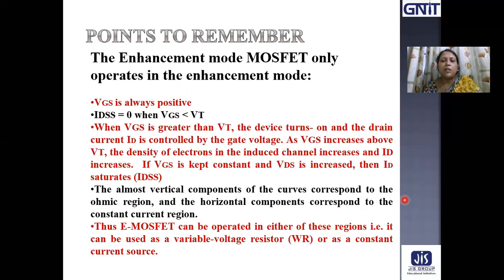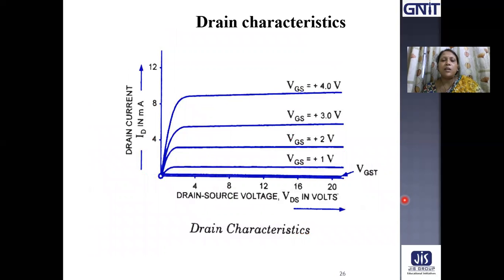The almost vertical components of the curves correspond to the ohmic region, and the horizontal component corresponds to the constant current region. The MOSFET can be operated in either of these regions, that is the constant current region or the ohmic region, and can act as a voltage variable resistor, that is VVR, and as a constant current source. This is the drain characteristics of the enhancement type MOSFET. We have applied positive gate voltage here and we are getting drain current.